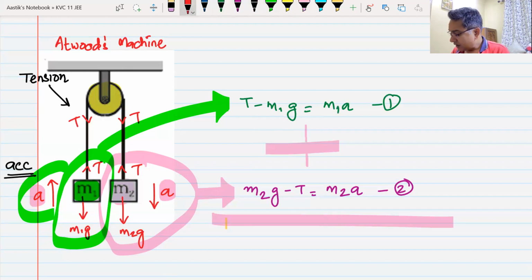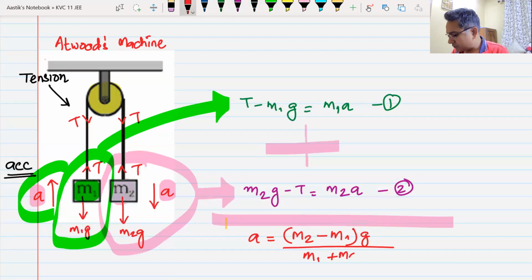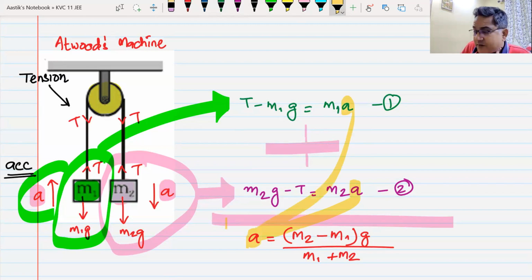What is the result? I can get the acceleration as (M2 minus M1) into g divided by (M1 plus M2). Once I get the value of a, you just put the value of a here or here. Anywhere you put the value, you will get the value of tension.